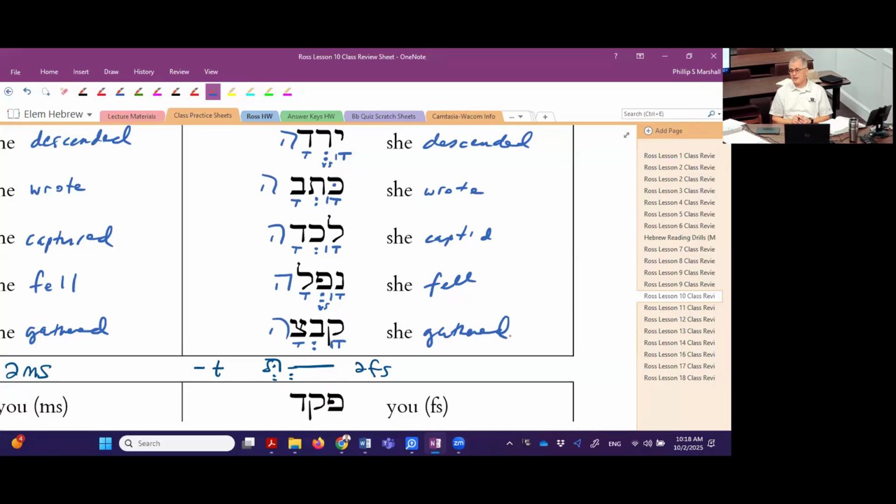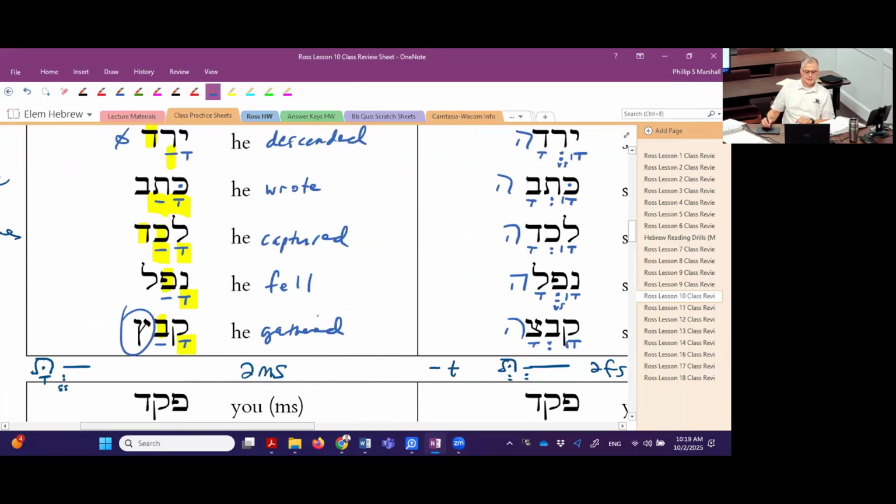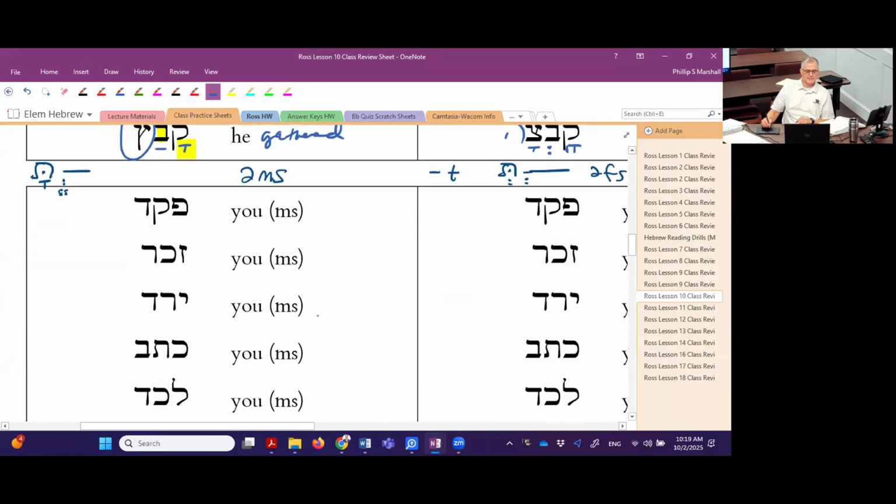Every perfect 3ms verb should be pakad, lakad, nafal. Okay? All right. Repetition is so helpful, isn't it?